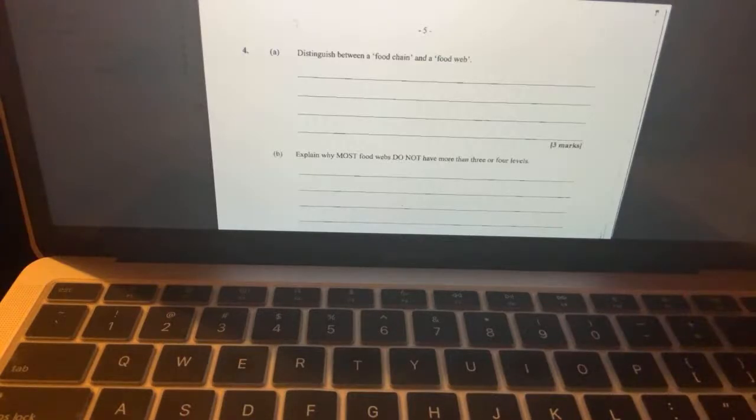All right, let's see what Tavon is saying. Also, food webs do not have more than 4 levels because one organism can have more than one source of food. All right, there is another major reason. Another major reason why most food webs do not have more than 3 or 4 trophic levels. What is happening? Why?